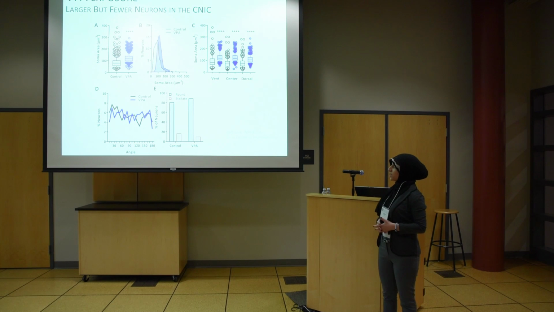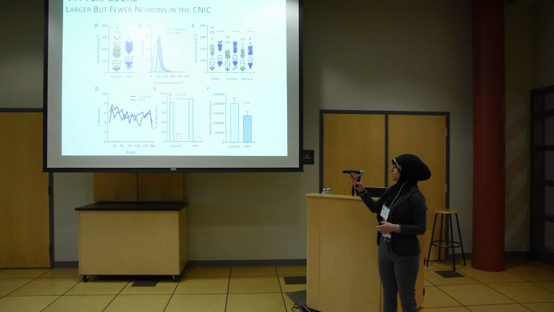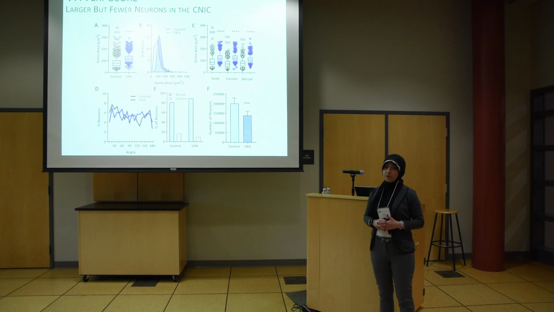Now we also looked at the orientation angle and the shape of those neurons, but we saw no significant change in the VPA group compared to the control. But if you take a look at F, although we found that the neurons are larger, there was actually a significant drop in the number of neurons. Now the control inferior colliculus had about 200,000 neurons, and in the VPA group, that number dropped to only about 140,000 neurons.